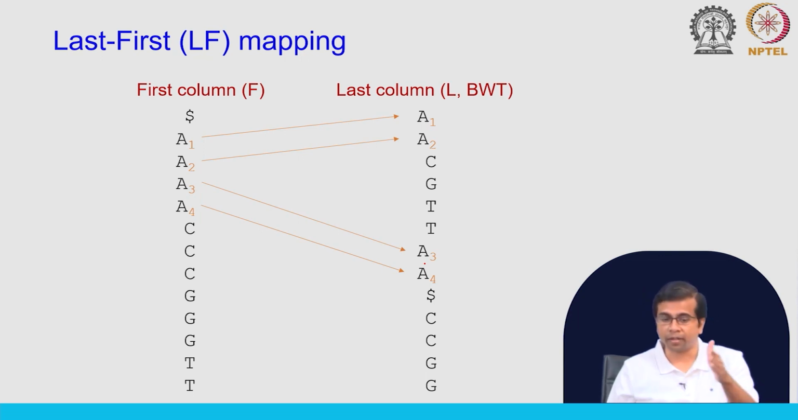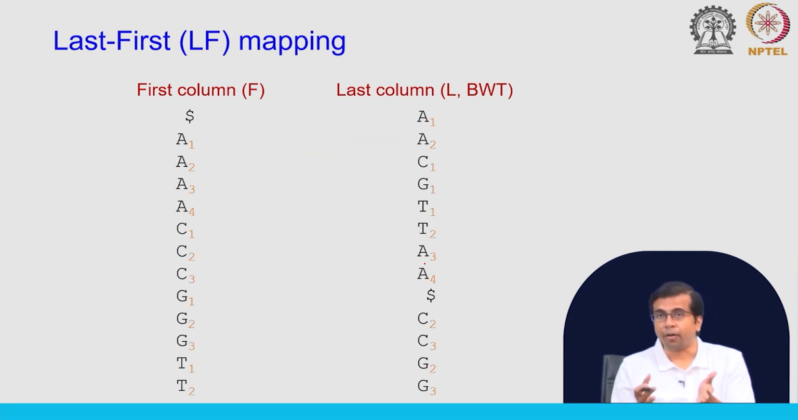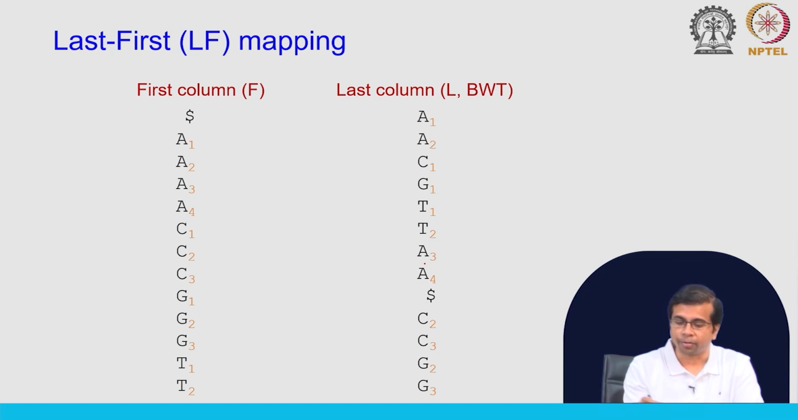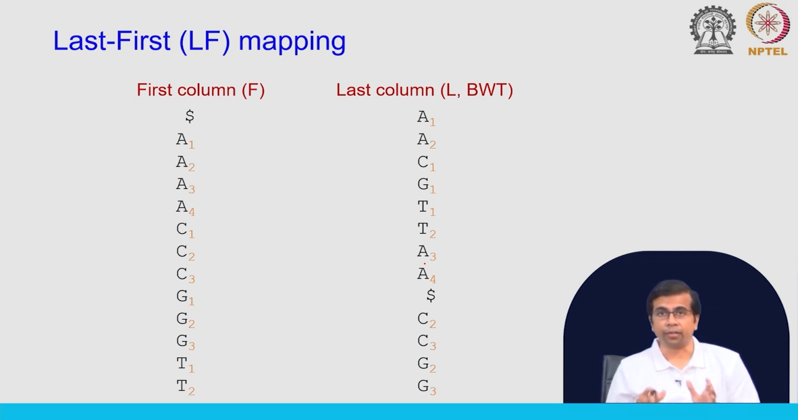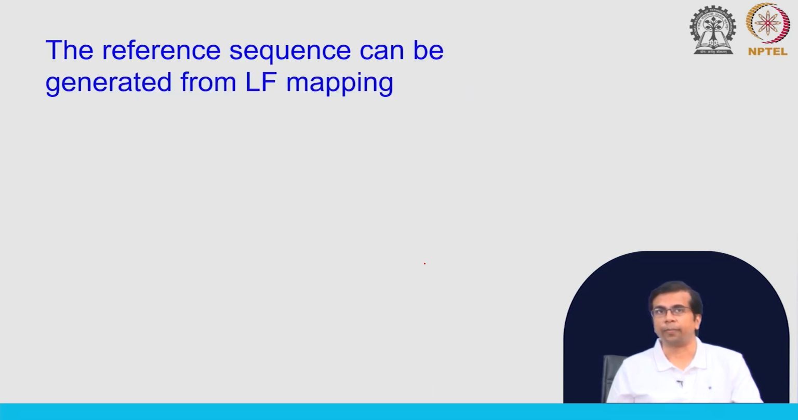So, the order of appearance of these letters remains the same in the first column as well as in the last column. Okay. And we can now extend this to all bases, and we can number the occurrences of C, G and T by the subscripts C1, C2, C3, G1, G2, G3 and T1, T2, and they will again correspond to the order of occurrence in the last column. Okay. So, this is the last first mapping. This is the property that is very helpful for read mapping. We will see how we can utilize this information to do read mapping.